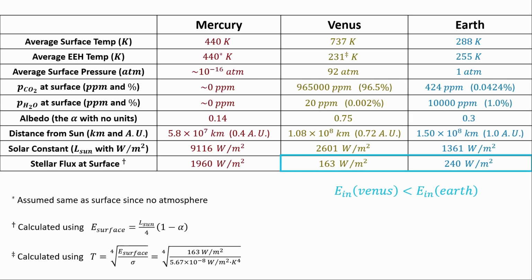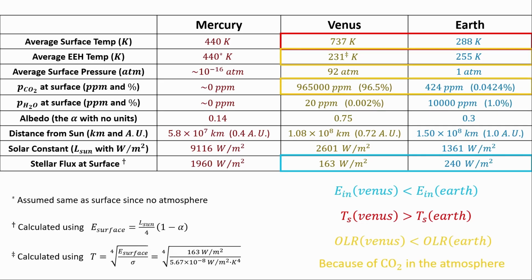But this seems strange because the temperature on the surface of Venus is actually greater than the temperature of the surface on Earth. So how can something that's actually gaining less energy be a lot hotter than something that is gaining more energy? The reason for this is because the OLR on Venus is quite a bit less than the OLR on Earth. And we can see that one of the reasons for this is because the amount of carbon dioxide in Venus's atmosphere is a lot higher than on Earth's.